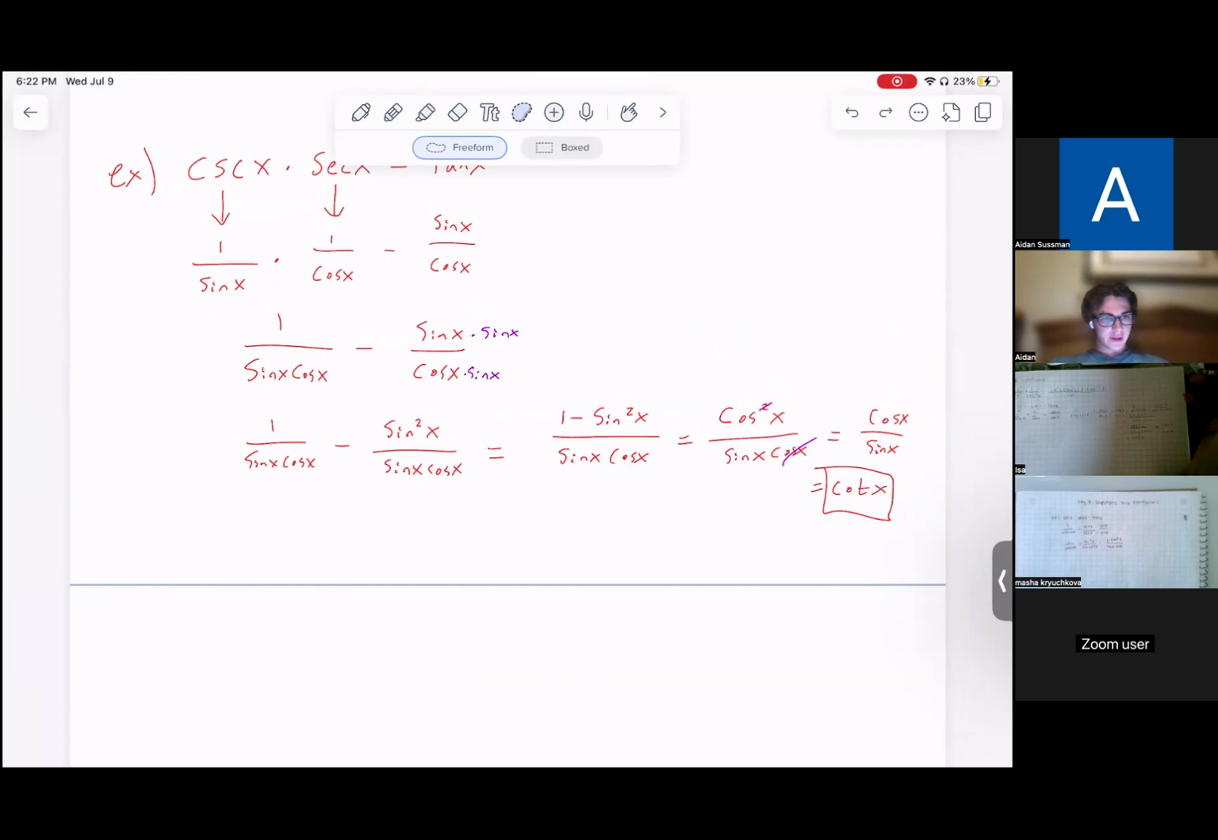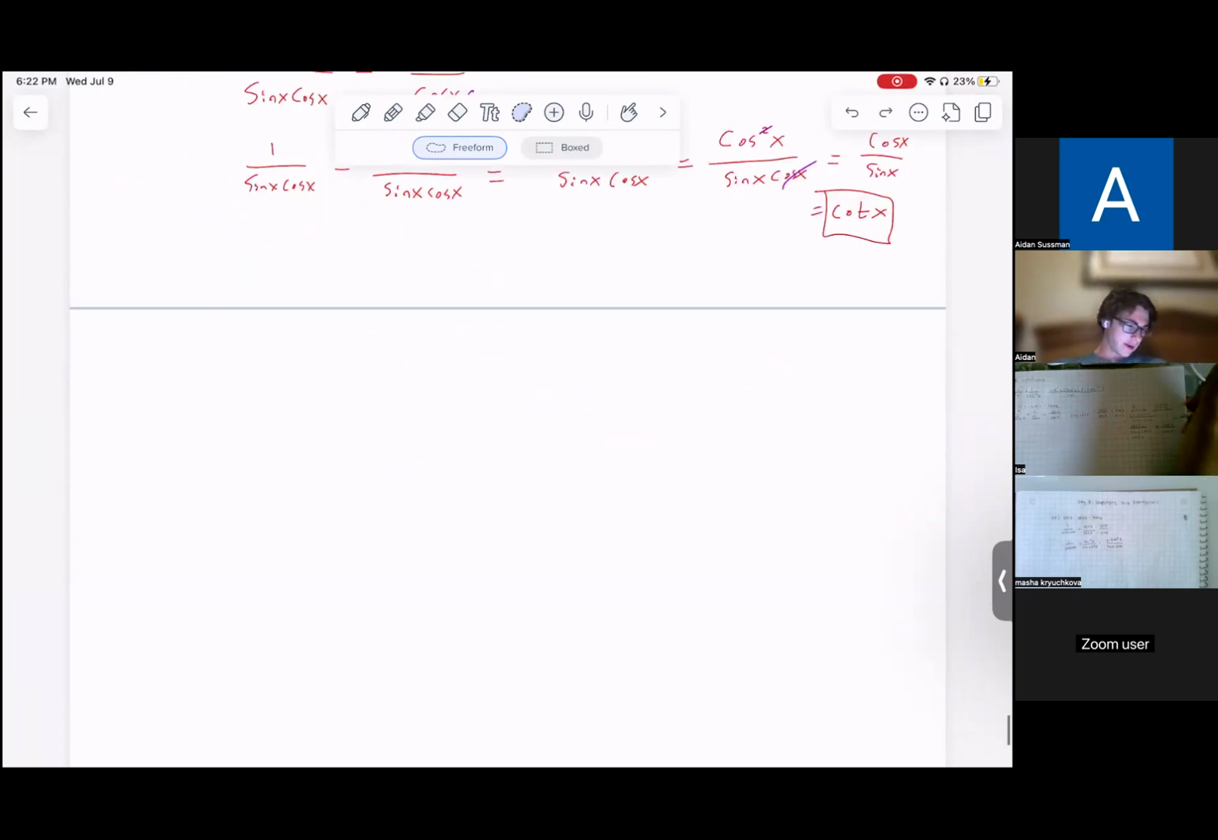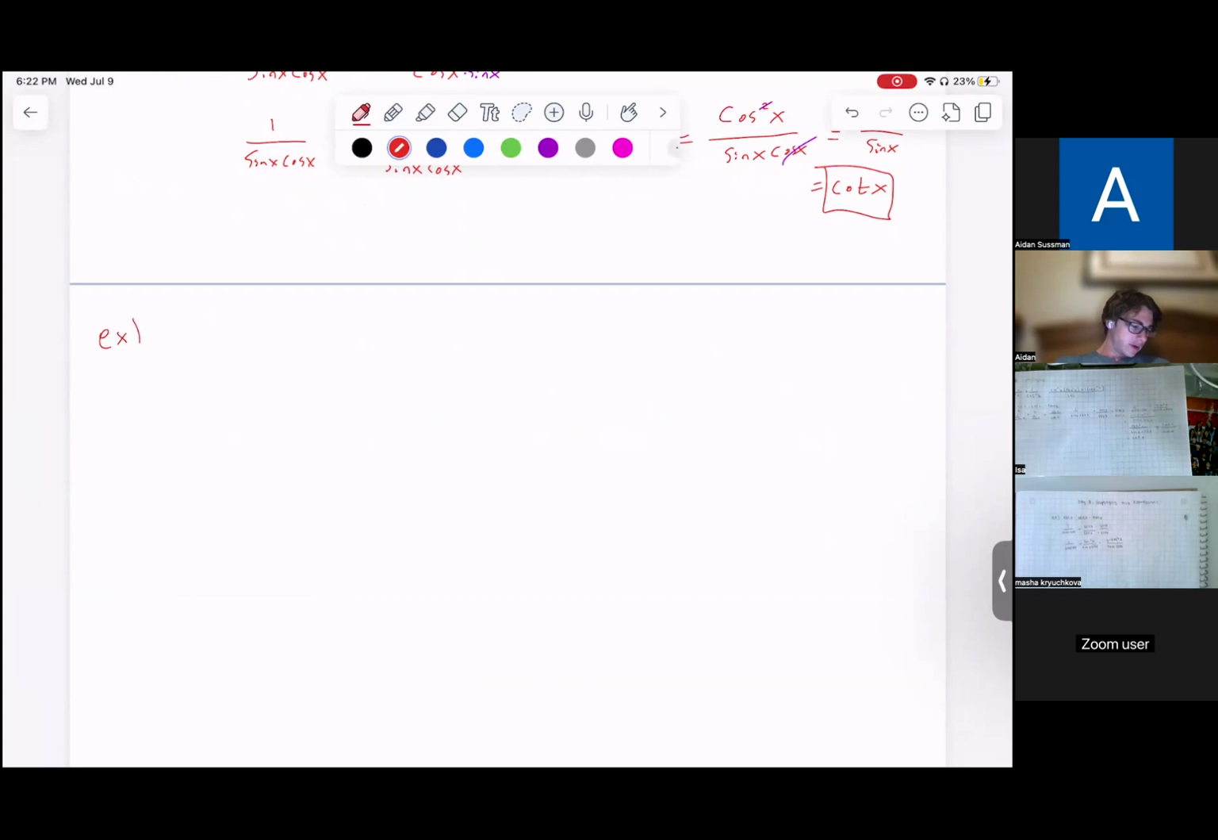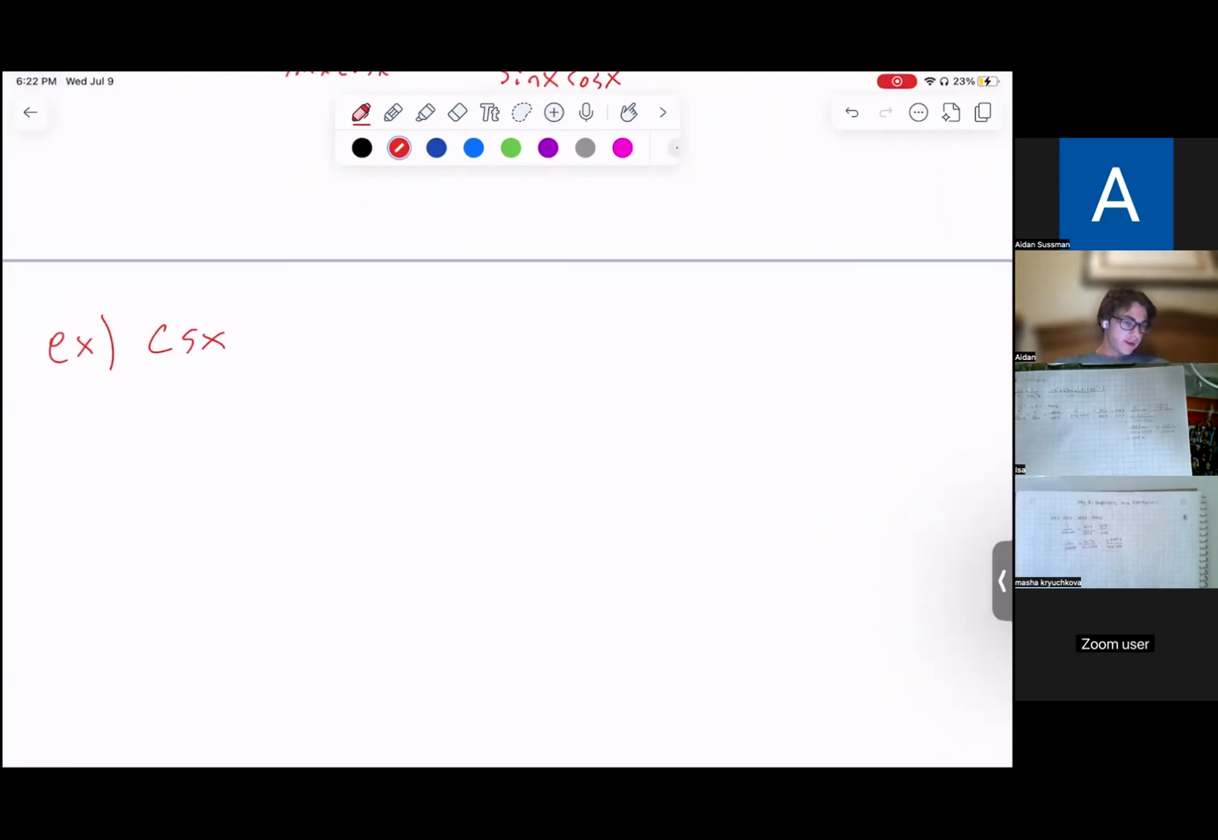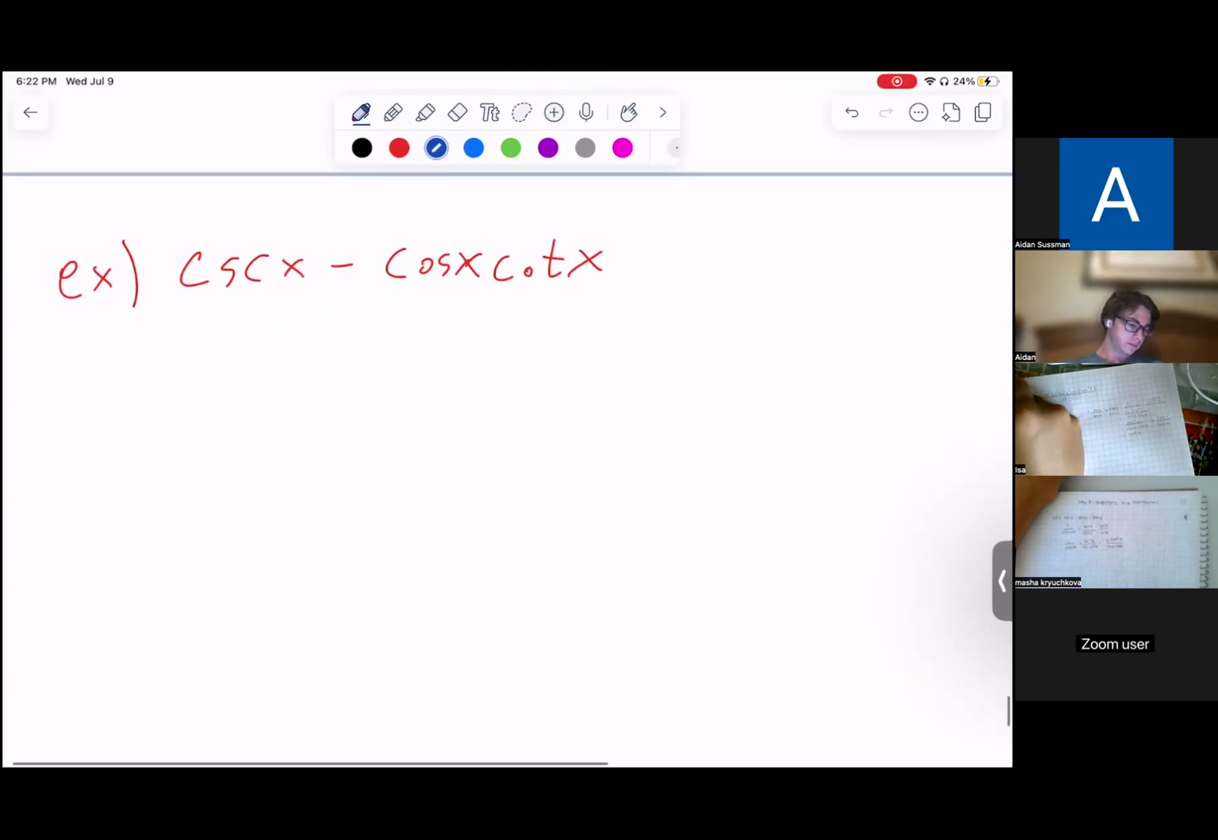All right, let's take a look at another similar example. Let's do cosecant of x. Oops, let me write that the right way. Cosecant of x minus cosine of x times cotangent of x. And Masha, can you maybe tell me what would be our first step here? You can turn cosecant of x into 1 over sine of x. Perfect. And what else?